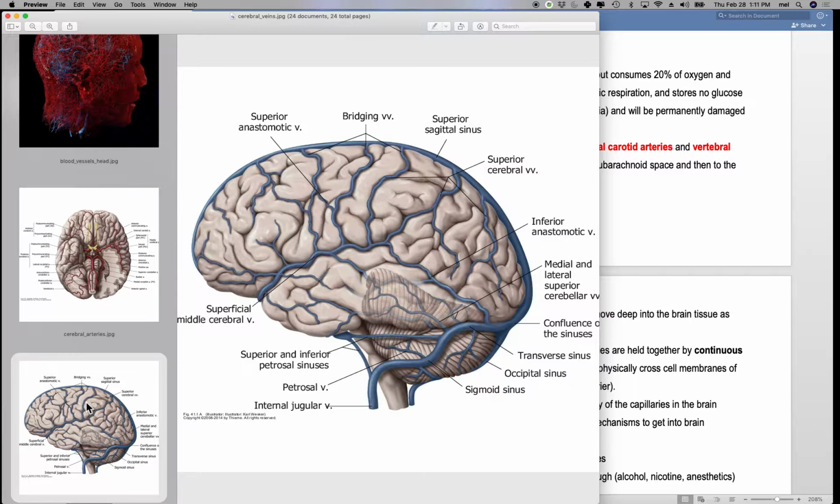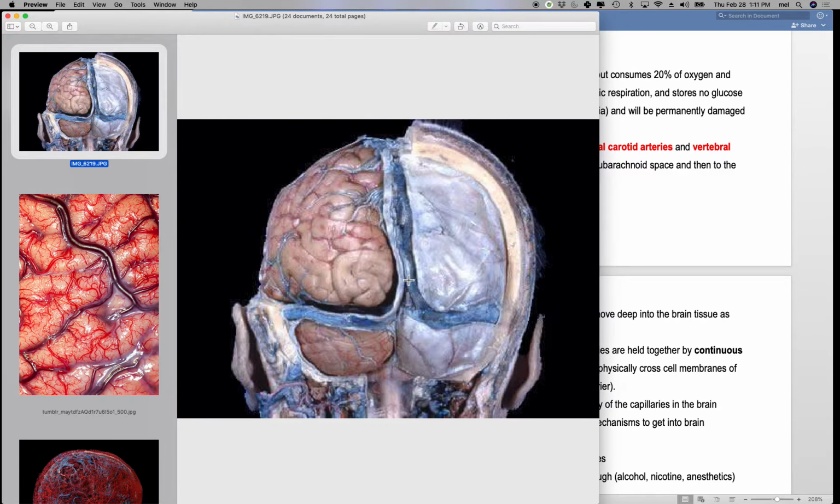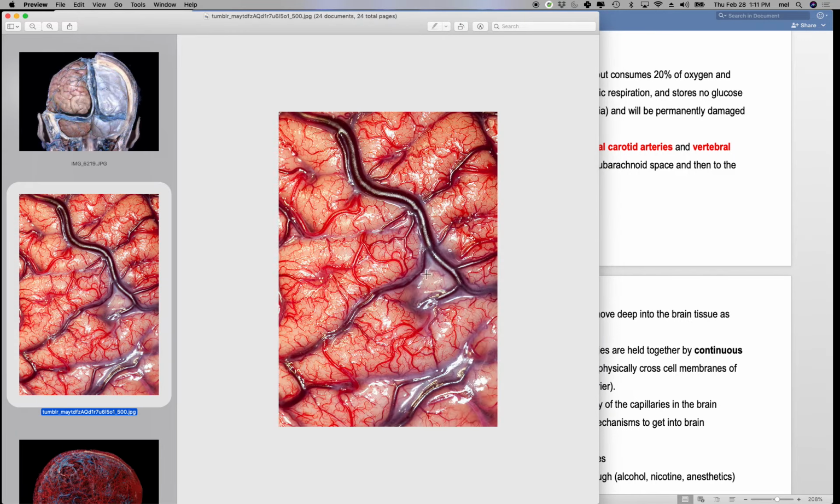Yes? Okay, so, and I've got a cool picture for you. I forgot that I had this last time. Look at this cool picture. That's a dissection showing you all of the dural venous sinuses. I love it. It's so nice. And then this one is showing you all of the blood vessels going into the capillaries of the cerebral cortex, which is pretty damn cool.